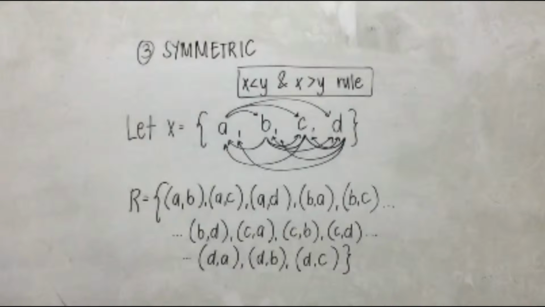By following the rules x less than y and x greater than y, we will not pair any element to itself, just like an irreflexive property, but we will pair them vice versa, as shown, producing AB and BA, BC and CB, and the like. We can call these symmetrical ordered pairs.